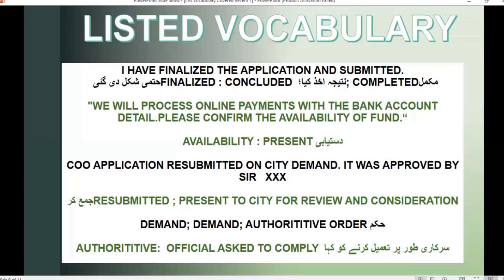We will process online payment with the bank account details. Please confirm the availability of funds. Availability, present, दस्तयाबी.